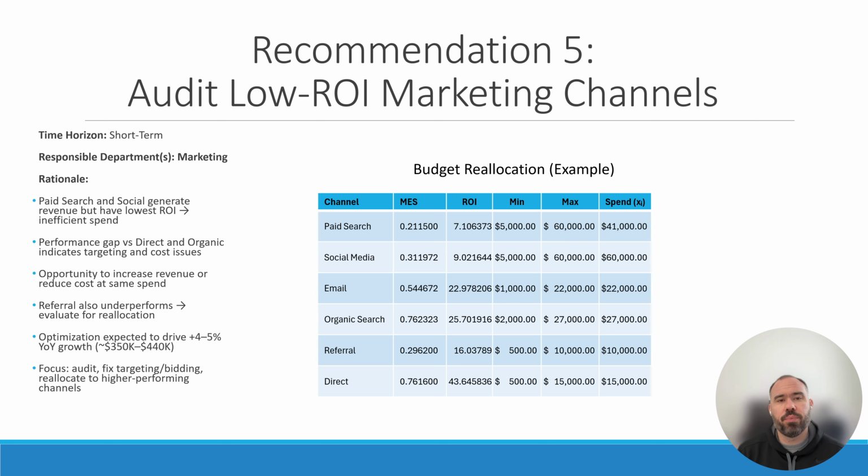Our next recommendation is to audit our low return on investment channels and reallocate our marketing budget. We're going to see if we can improve the return on investment for channels like paid search and social media. And then we are going to look into the reallocation based off of the marketing efficiency score. So we'll adjust our min and max spend, taking into consideration the marketing efficiency score.